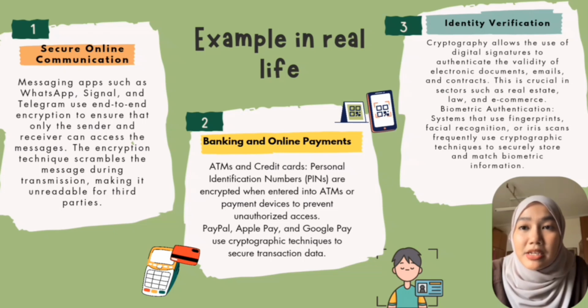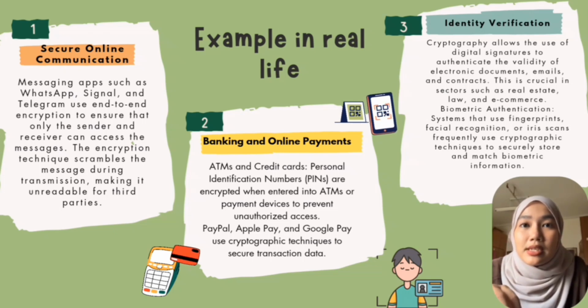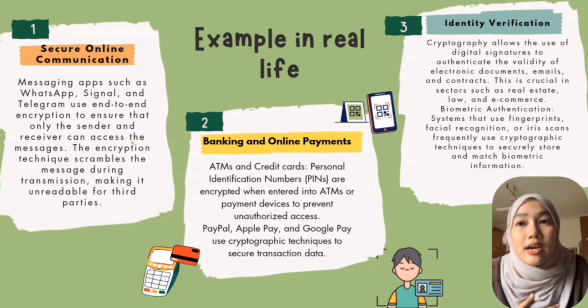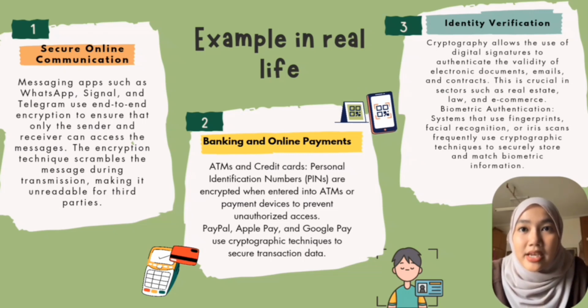The second one is banking and online payment. ATM and credit cards have PINs, and the PINs are encrypted when entered into ATMs or payment devices to prevent unauthorized access. PayPal, Apple Pay, and Google Pay also use cryptography techniques to secure the transaction data. And the third one is identity verification.